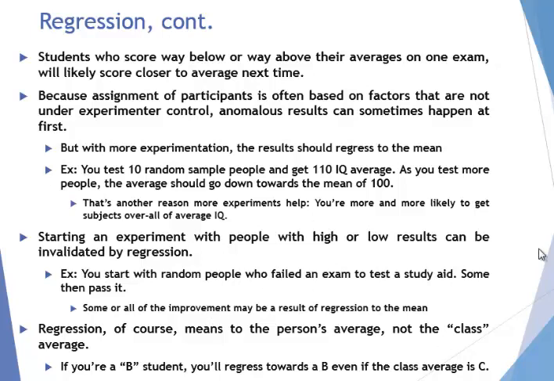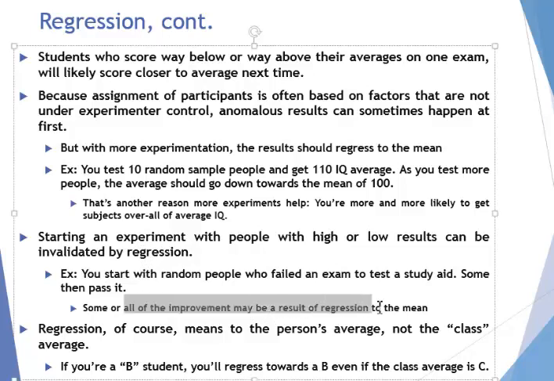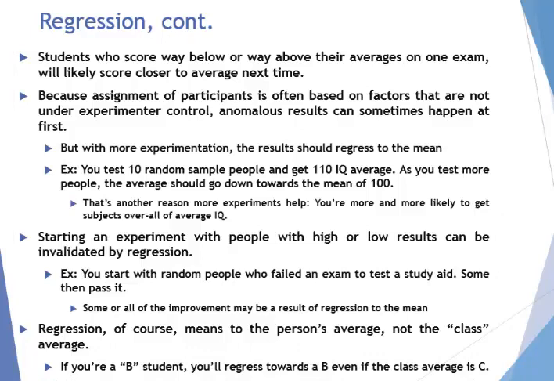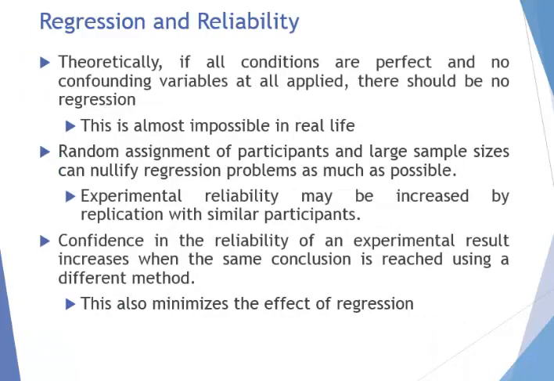So regression, of course, has to be focused on when you're doing an experiment. It has to be accounted for. That's why starting an experiment with high results or low results can be invalidated by regression, because some or all of the improvement might just be regression. And regression, of course, means your personal average, not the class average. If you're a B student, you'll regress towards a B, even if the class average is a C. If you generally are likely to get a B on an exam, and you get C's, well then that's actually anomalous, because for you, B is the norm.